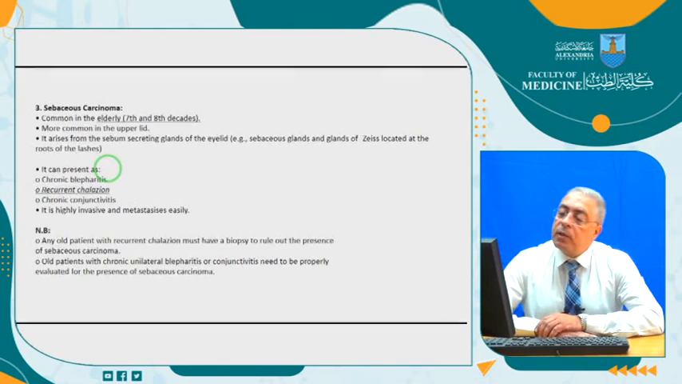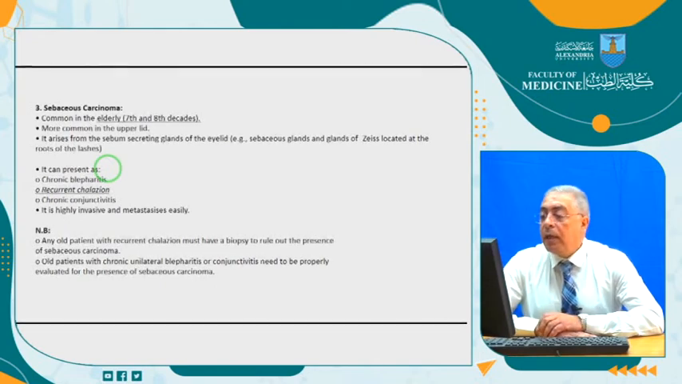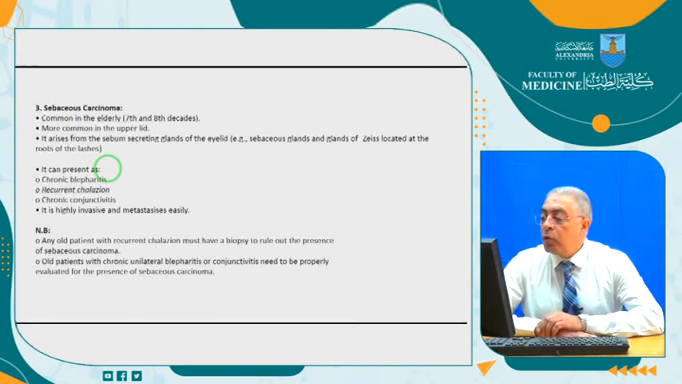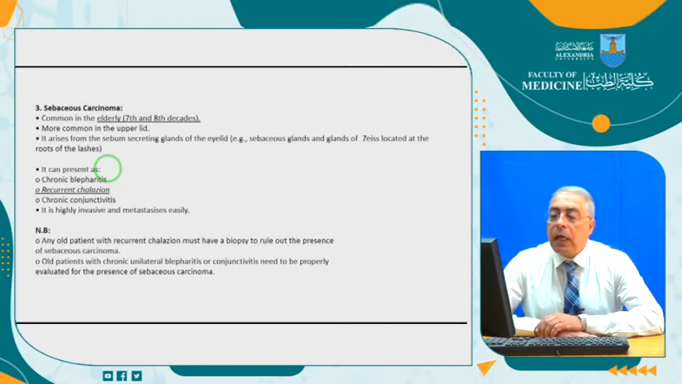Sometimes it presents with chronic conjunctivitis. It's highly invasive and very easily metastasizing. So it is a serious type of carcinoma or malignancy of the eyelids. So any old patient with recurrent chalazion must have a biopsy to rule out the presence of sebaceous carcinoma, or all patients with chronic unilateral blepharitis or conjunctivitis resistant to treatment need to be properly evaluated for the presence of this serious type of carcinoma.